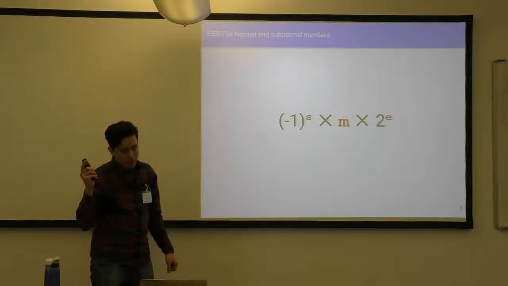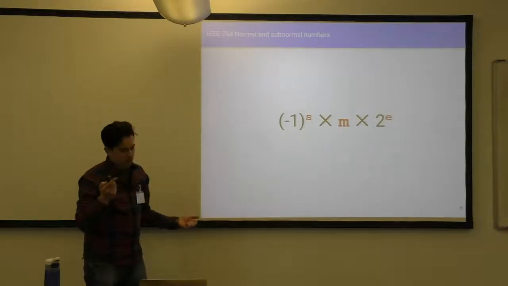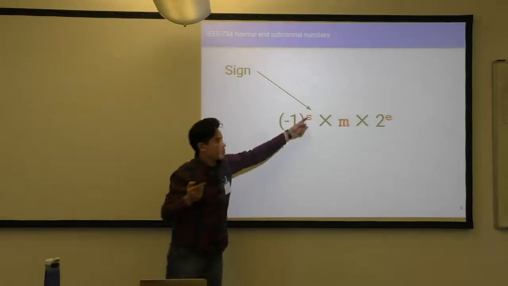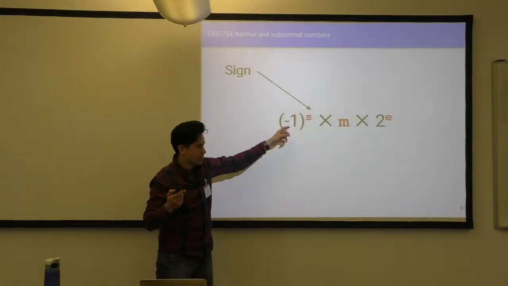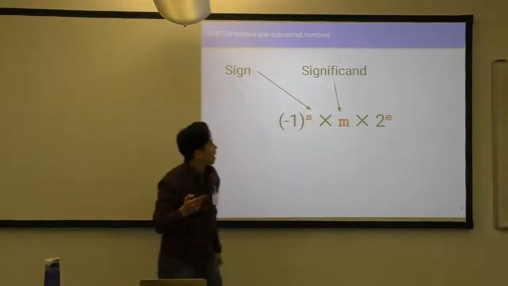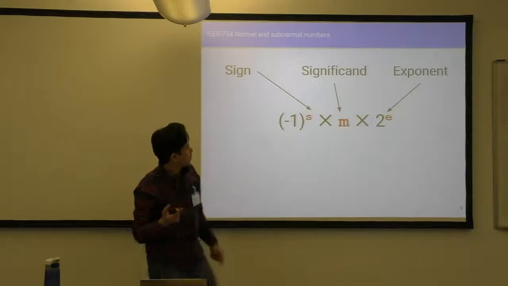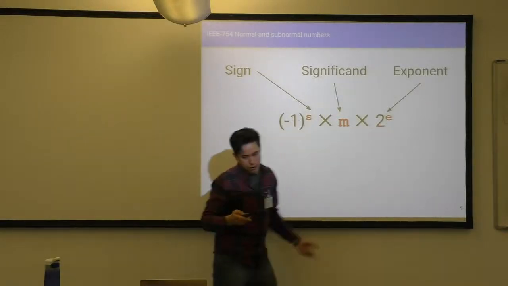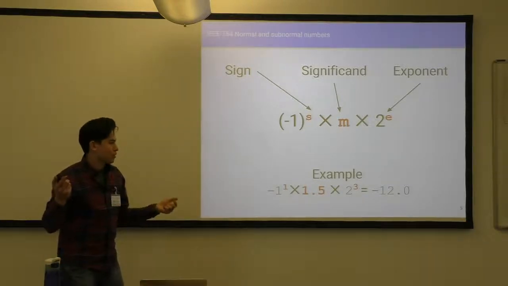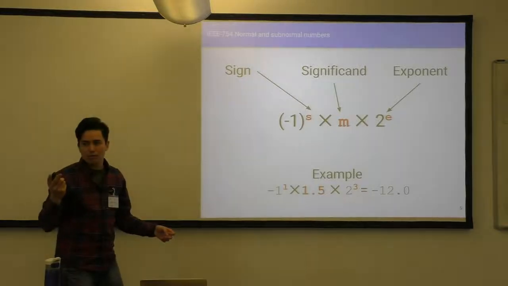For the normal and subnormal numbers, this is basically how a floating point number is represented. It consists of three numbers. One is the sign, an integer that is either 0 or 1; it basically says whether it is positive or negative. You have the significand, this variable m here, which is a real number. And then you have the exponent, e, which is an integer. So for example, you can write minus 12 as (-1)^1 times 1.5 times 2^3. Does that make sense to everyone?